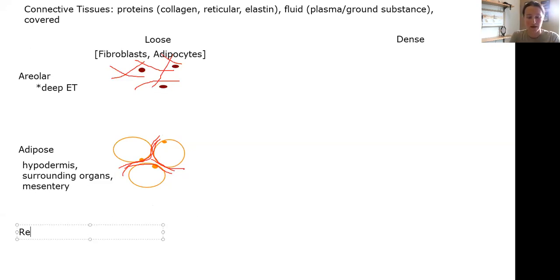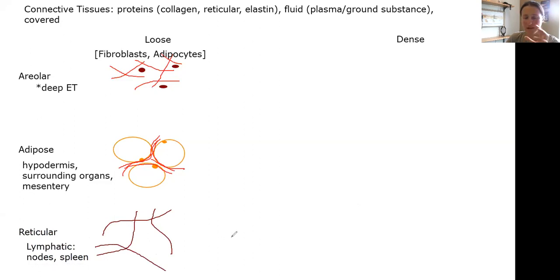Finally, loose reticular connective tissue. This tissue is found in lymphatic organs, things like your lymph nodes, things like your spleen. So what the heck is this? Well, loose reticular connective tissue has a lot of reticular fibers as opposed to collagen or elastin. I'm going to draw these in a darker color here. These fibers are essentially creating a mesh. Think about a cotton ball. There are fibers going every which way.